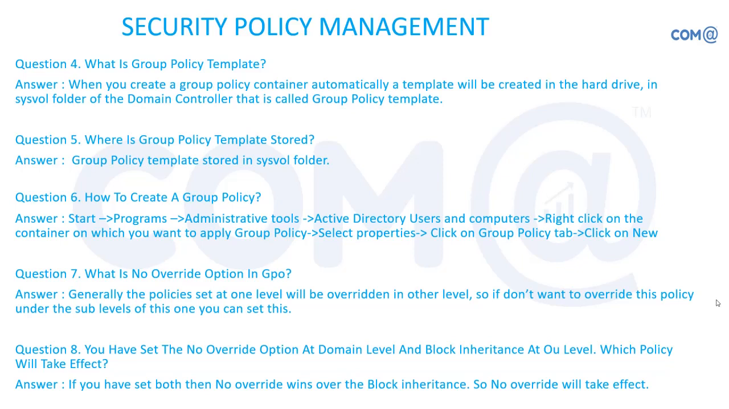Another question: you have set the no override option at domain level and block inheritance at OU level. Domain is different, OU is different, right? Under the domain only the OU is coming. So the domain is the bigger entity, the OU is the smaller entity. Which policy will take effect? If you are setting no override and block inheritance, always no override takes precedence because block inheritance will be taken later.